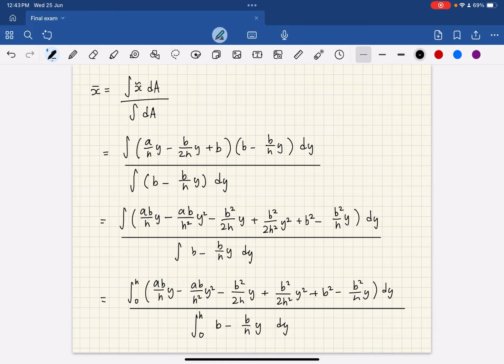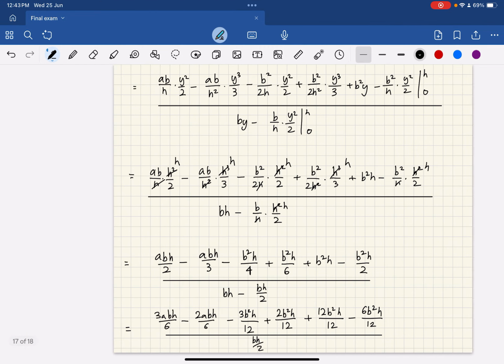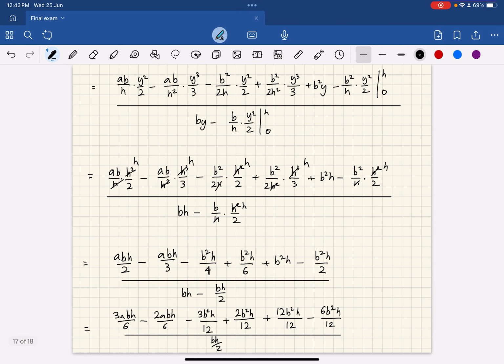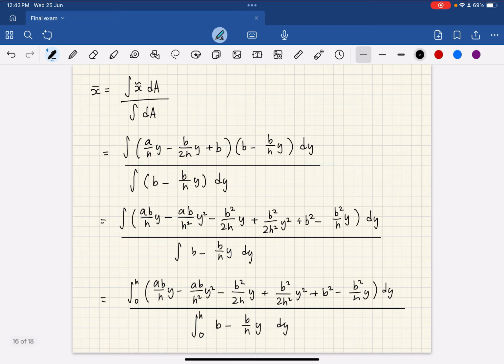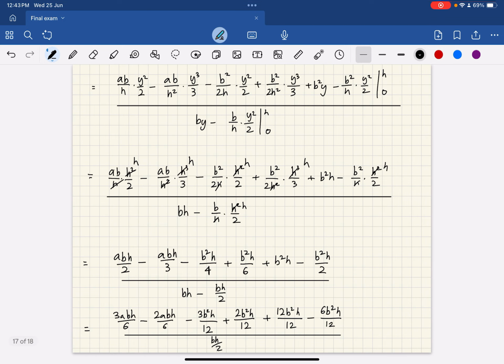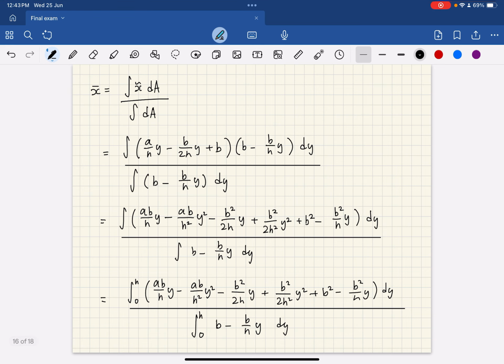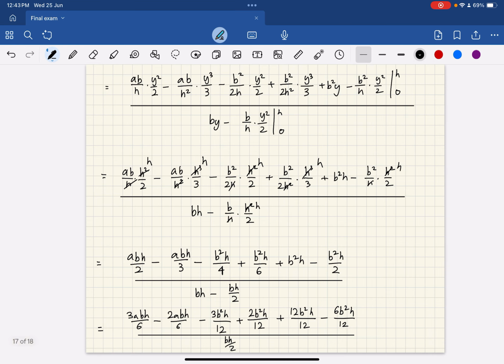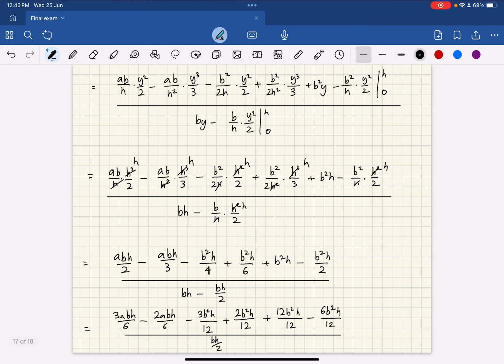So we put the integrals. Okay, we integrated it. Supposedly we get ab over h y squared over 2 minus ab over h squared y cubed over 3. Okay, minus b squared over 2h y squared over 2, plus b squared over 2h squared y cubed over 3, plus b squared y minus bh y squared over 2. Yeah, okay. And then we have here just by minus b over h y squared over 2.